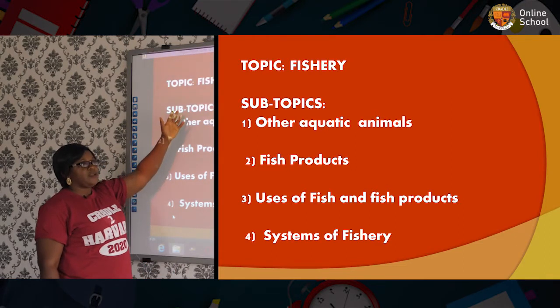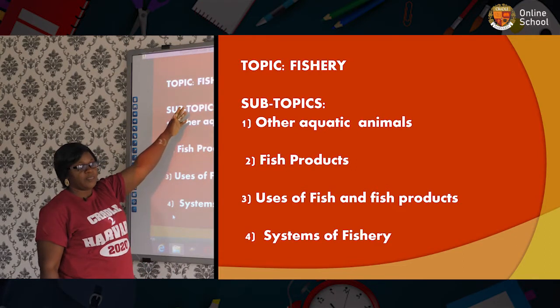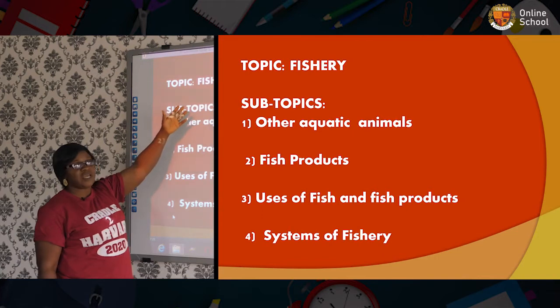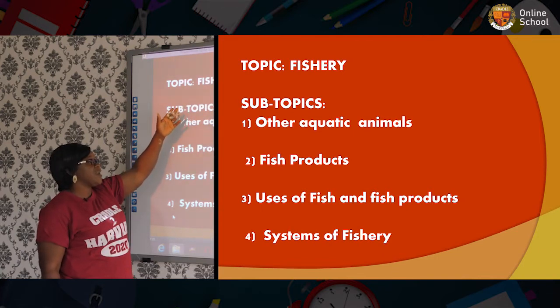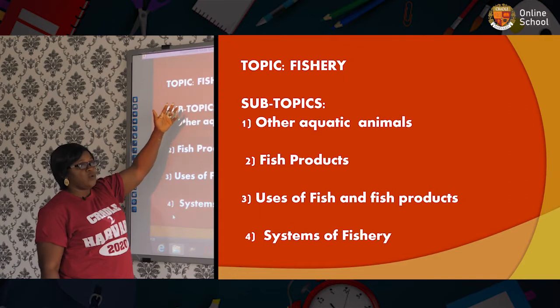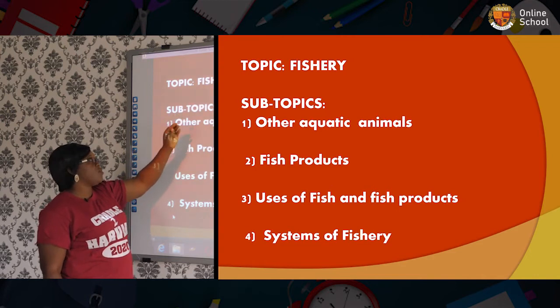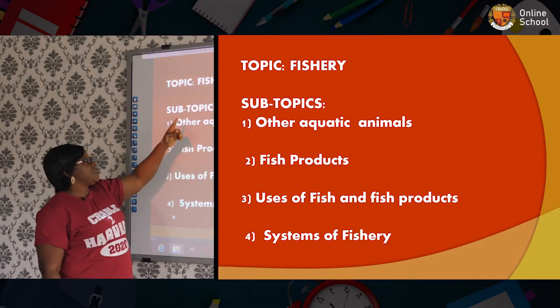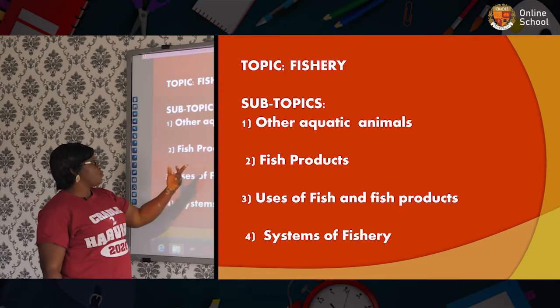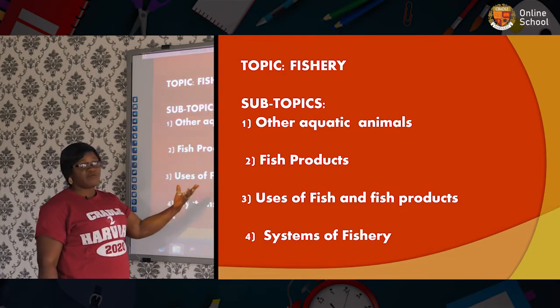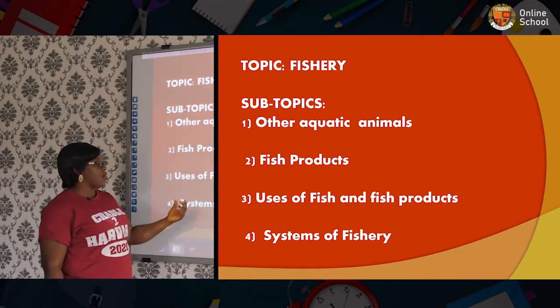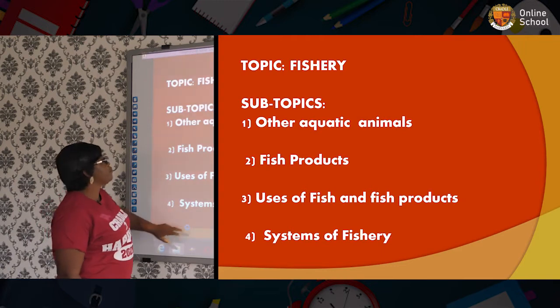The topic we're handling today is fishery. Remember, we treated this topic in our last class, and under it we looked at the definition of fishery, the morphology of fish, and the classification of fish. Still under this same topic, we will be looking at other aquatic animals, fish products, uses of fish and fish products, and also the systems of fishery.